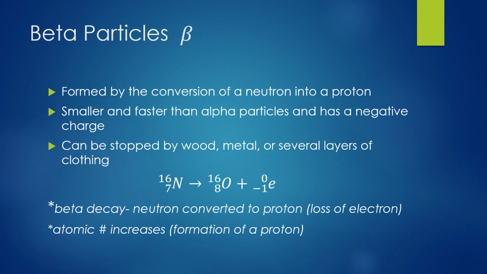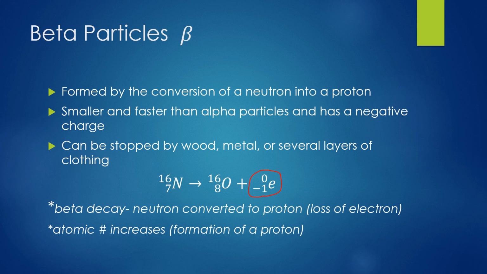So beta particles are smaller and faster than alpha particles and have a negative charge. So how can you tell, given a reaction equation, if it's a beta emission? Well, what you're looking at is this symbol here. So what does this symbol mean? Well, with beta decay, we're actually having a neutron being converted into a proton. And in order for this to happen, we're losing an electron. So that's what that symbol is representing, an electron.